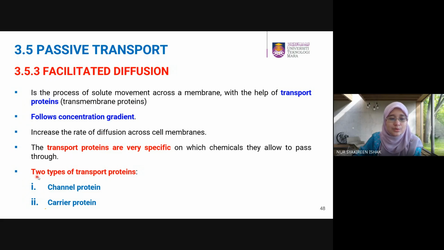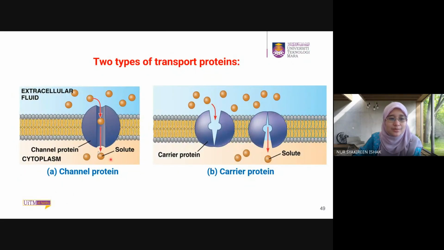And then two types, we have the channel protein, we have the carrier protein. So this is the channel protein because this one is passive transport. The movement of solute is down concentration gradient. So as you can see on the outside here, in this case, for example, the solute on the outside is higher compared to the inside. So the solute will move down its concentration gradient. Will move from high solute concentration to low solute concentration region. Okay, from extracellular fluid into the cytoplasm.